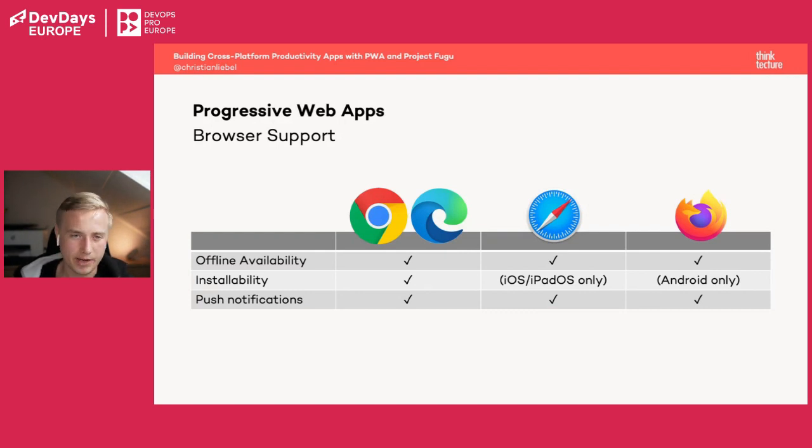Installability, that depends. Installability is possible in the Chromium-based browsers regardless of the operating system. On Safari, on iOS and iPadOS, installation is possible from within Safari, but not on macOS. So you cannot install PWAs from Safari on macOS, and I don't have any information if that will change. Also, installation is not possible on desktop versions of Firefox, but only in the version for Android.